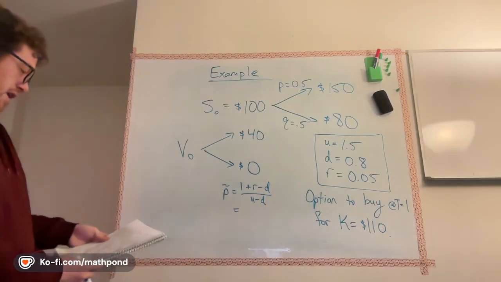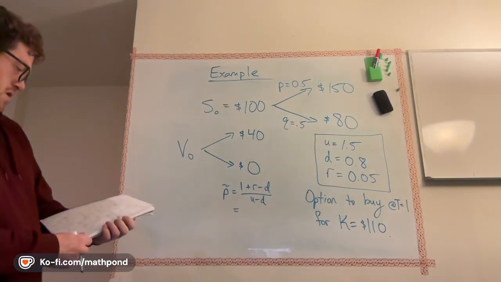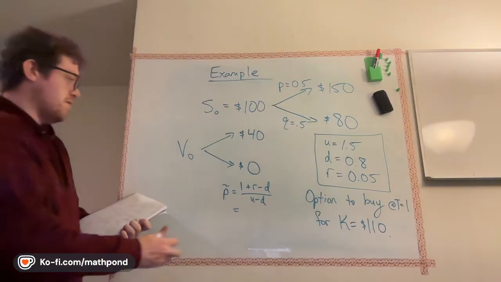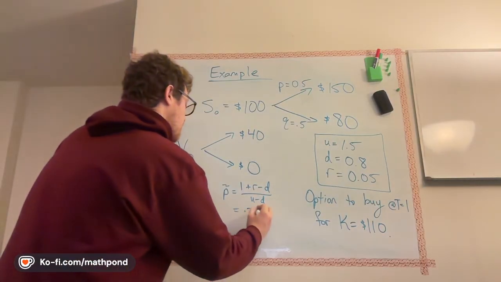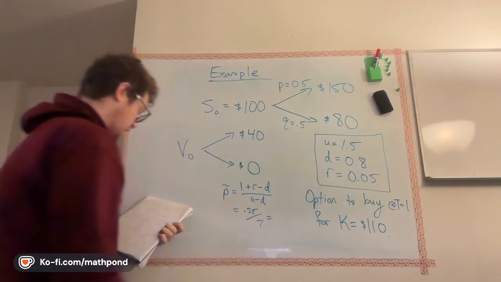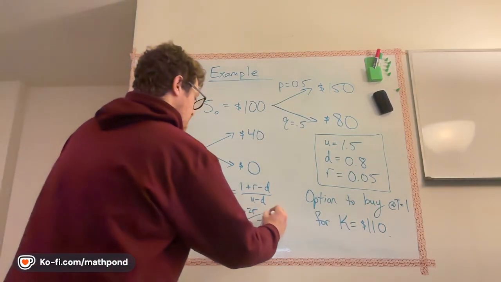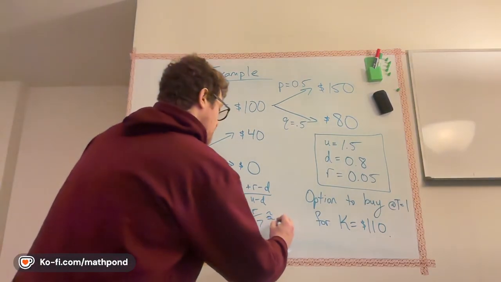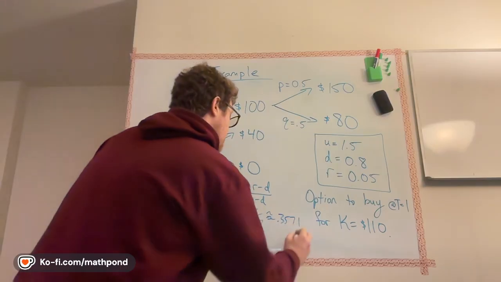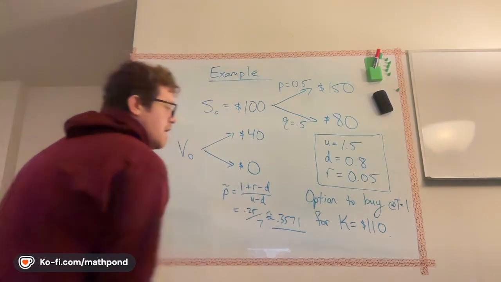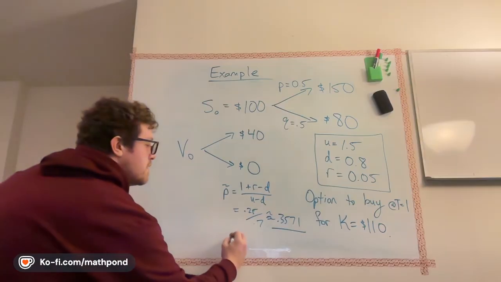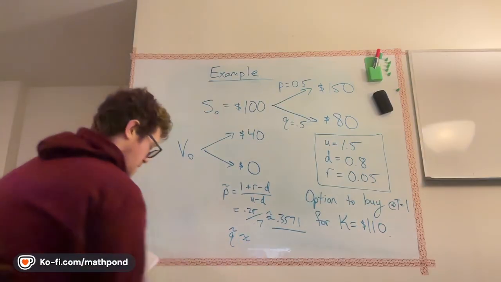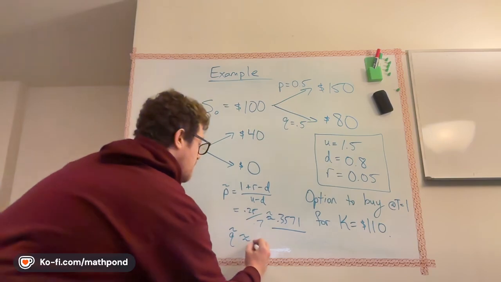In this case, this is 0.25 over 0.7, which is about 0.3571. And that makes q tilde approximately 0.6429.